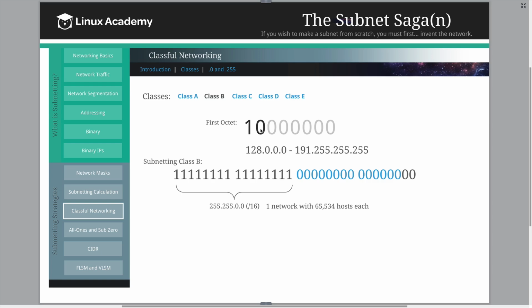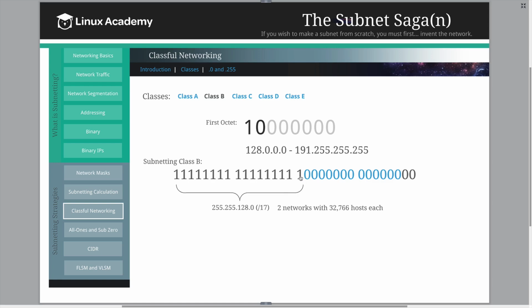So back to subnetting. We can start off with 255.255.0.0. That is the general netmask of a Class B network. It could also be written as a /16. That's one network with a little more than 65,000 hosts.